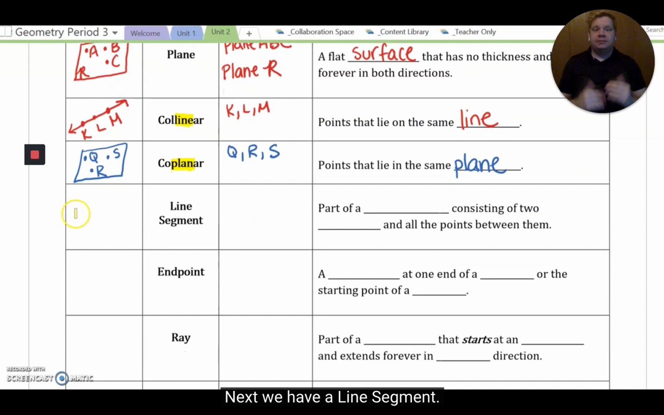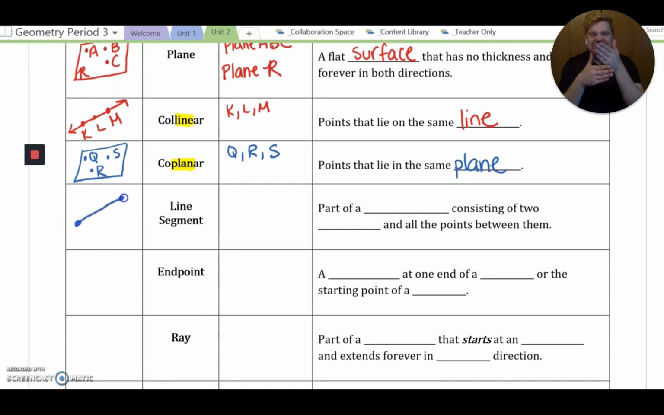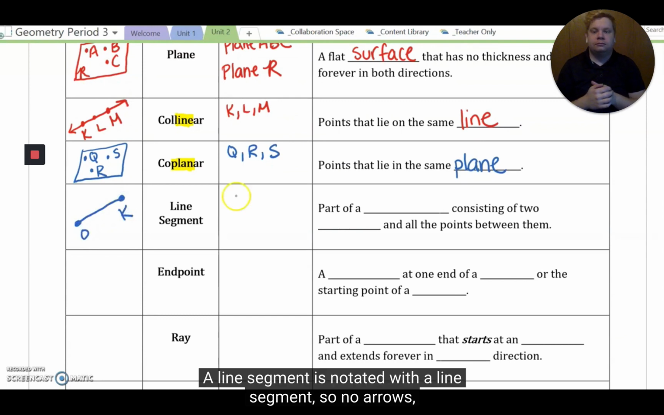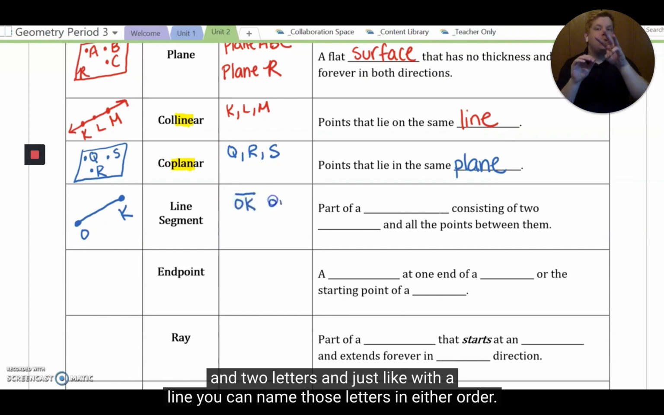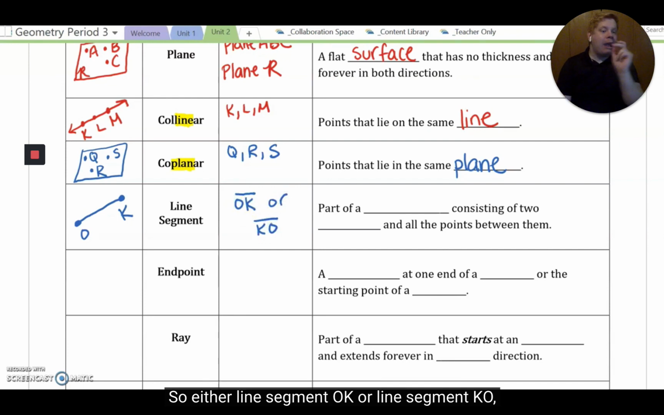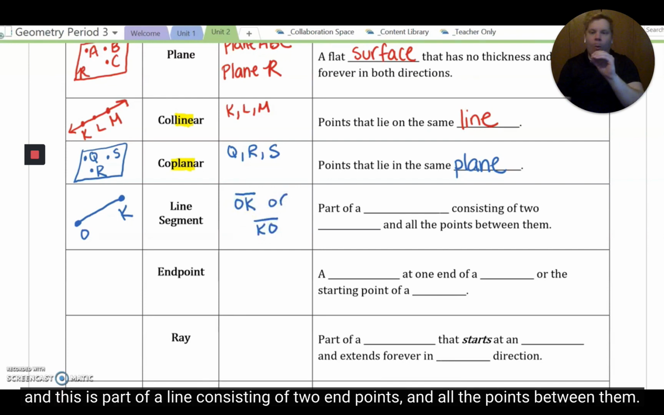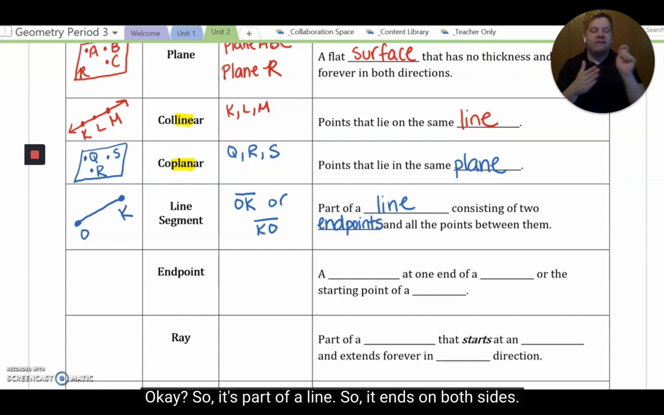Next, we have a line segment. A line segment is notated with a line segment, so no arrows, and 2 letters. And just like with a line, you can name those letters in either order. So either OK, line segment OK, or line segment KO. And this is part of a line consisting of 2 endpoints and all the points between them. Okay, so it's part of a line. So it ends on both sides.